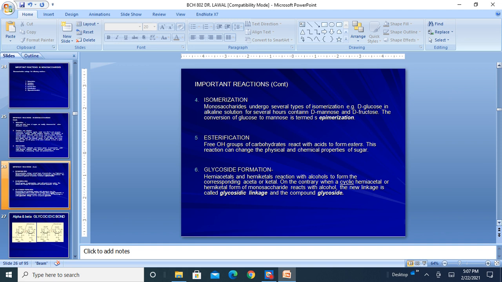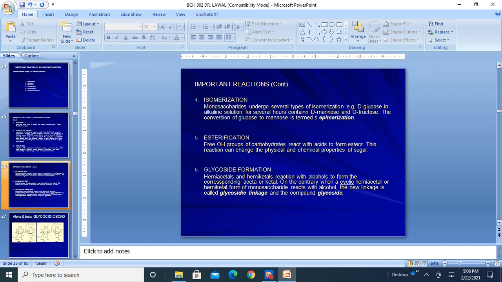Now, these hemiacetals and hemiketals react with alcohol to form the corresponding acetal or ketal. So if you have two monosaccharides which are hemiacetals or hemiketals, the two hemiacetals will form an acetal, while if they are from keto sugars, the two of them will form a disaccharide that will be a ketal. Now, on the contrary, when a cyclic hemiacetal or hemiketal form of a monosaccharide reacts with alcohol, the new linkage is a glycosidic linkage. You call that an O-glycosidic linkage mostly, and the compound produced is a glycoside.